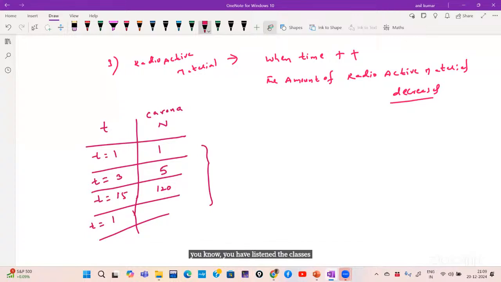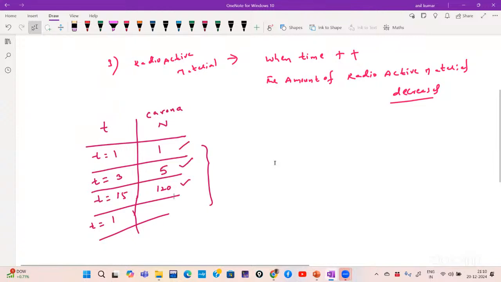See here, suppose we have observed these cases. Initially, we observed one case in India. After 3 days, the corona cases increased to 5. Is the voice clear now? Yes, sir, it's clear.